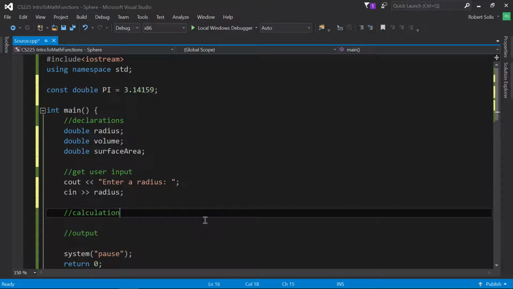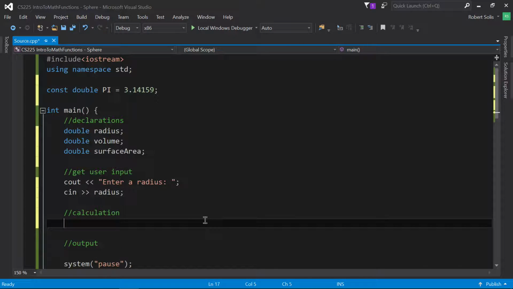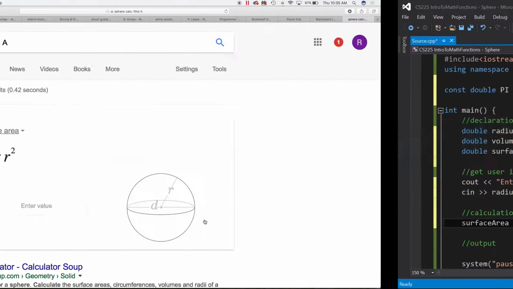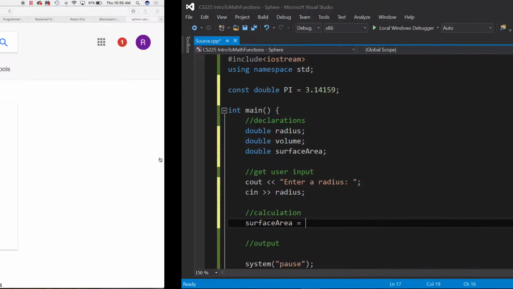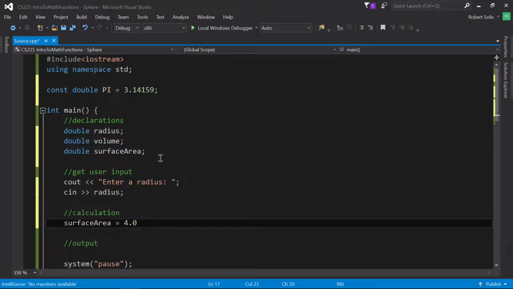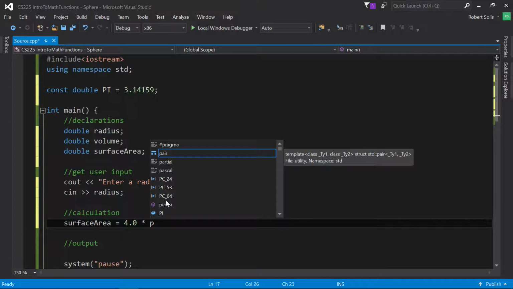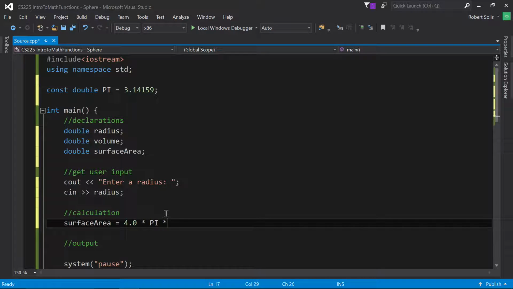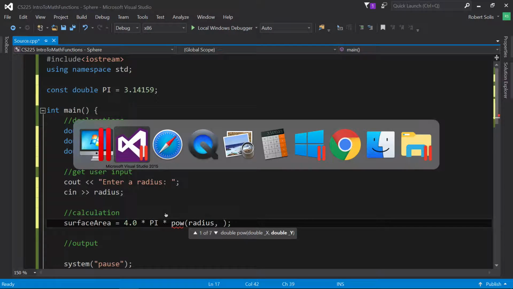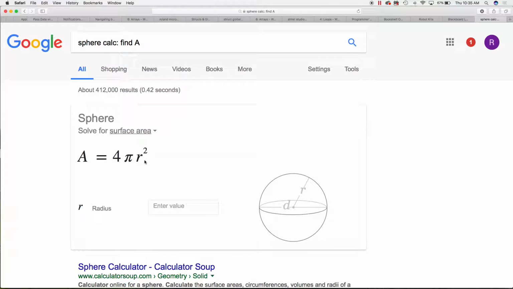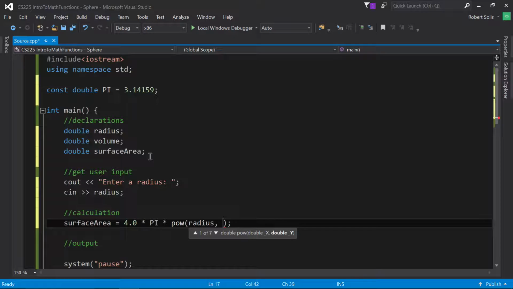Now let's go ahead and perform a calculation. The surface area is going to be, and let me go back over here to remind myself, it looks like the surface area is 4 pi r squared. Okay, so 4.0 times pi times r squared. I'll use the pow function. R squared is radius, and let me double check here, was it squared? Yeah, it's squared. And then for squared, we'll just simply put 2.0.